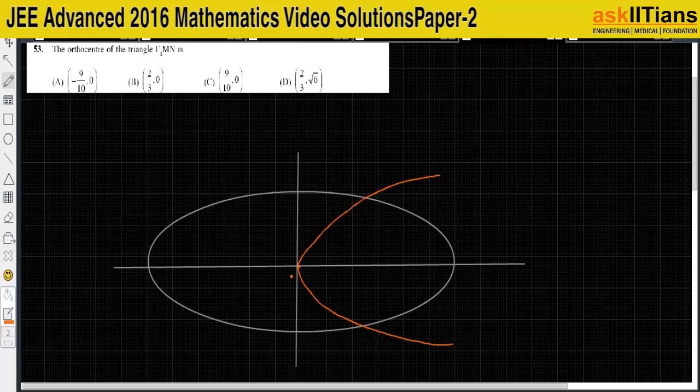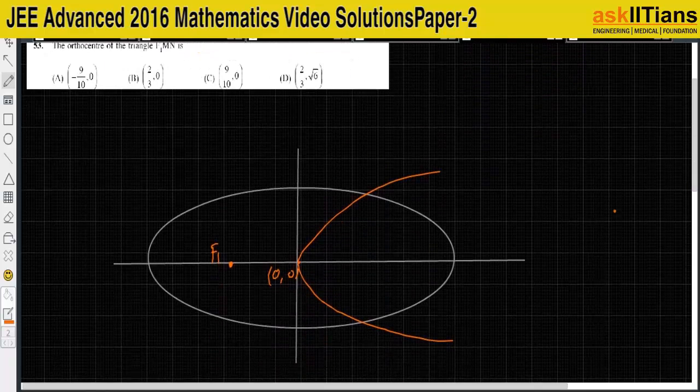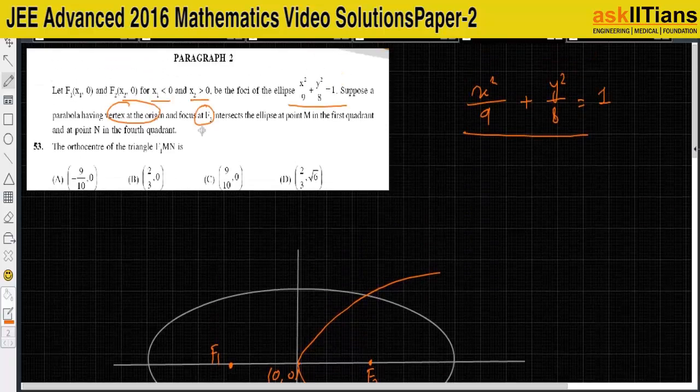Okay, this parabola is having vertex at origin. Focus of the parabola and a focus of the ellipse are both the same. Alright, so this is F1, which is with negative x, right? And F2 is somewhere here. This is F2. So what are F1 and F2? Let's find out the foci of both of them.